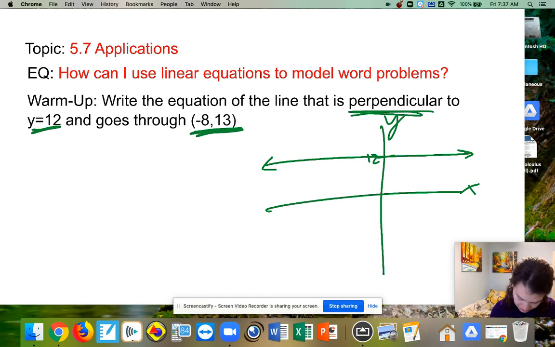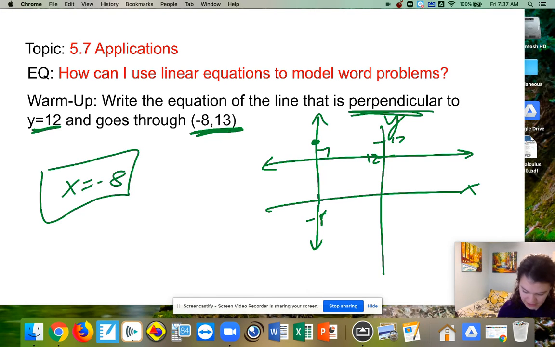So we can find that. This is negative 8. Here's 13. So we're going through this point right here. So we want a perpendicular line to that. We need something going like this to get our nice 90-degree angle right there. Where the equation of this line then is going to be x equals negative 8 to give us our vertical line.